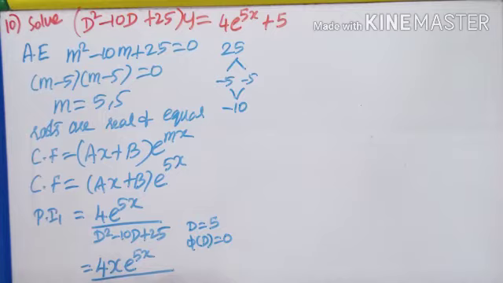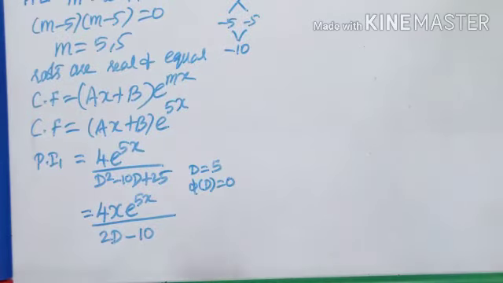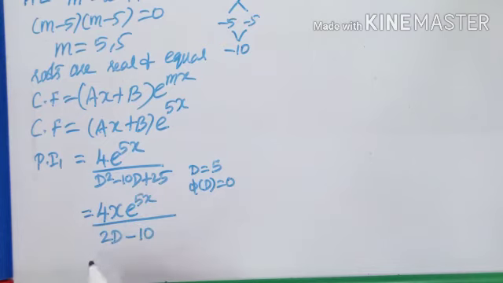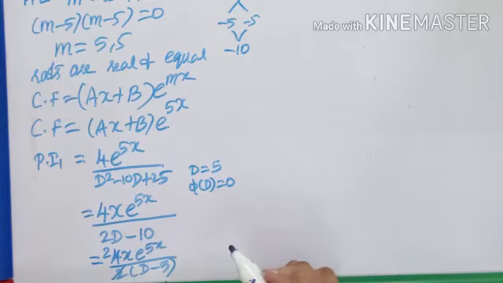D square would become 2D, 10D will become 10. Again, D square is becoming 2D, 10D becomes 10. 2 is common. 4x e power 5x by 2 into D minus 5. I can cancel 2 here. Again the denominator becomes 0. So what should I do?